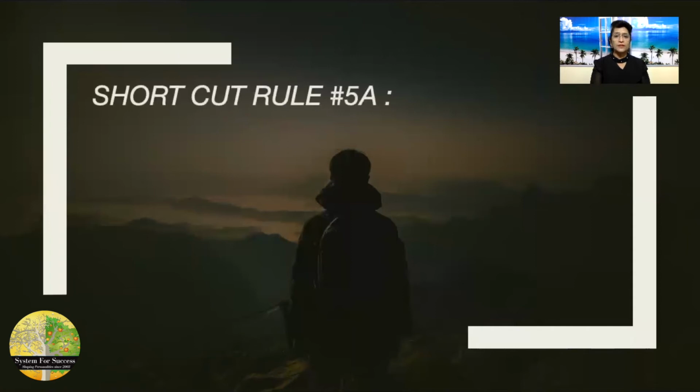Rule number 5A says positive sentence. But what is a positive sentence?